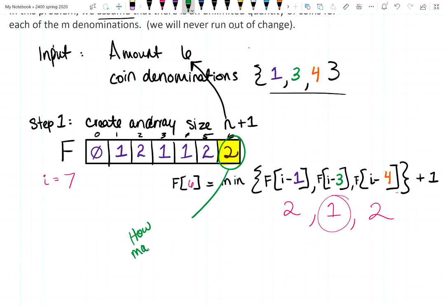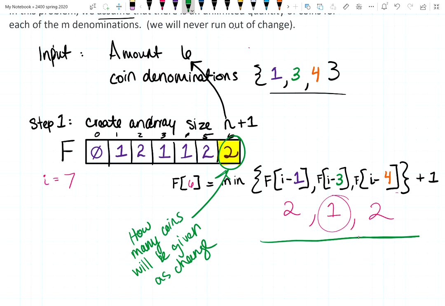Okay, so how many coins will be given as change? So that is our output for this algorithm, but that doesn't tell us what the actual coins are. You can, however, figure that out by looking back at which one of the three gave you the minimum, which in our case was this coin with 3, coin 3. So that means we're going to give 2 coin 3s as change.